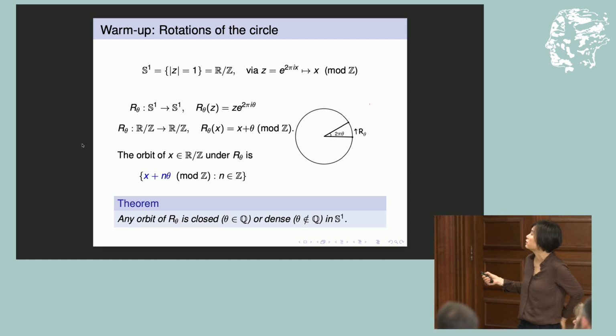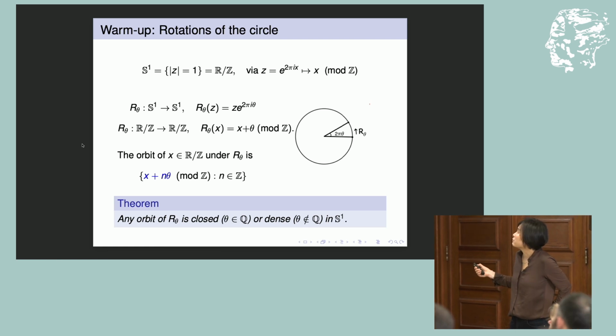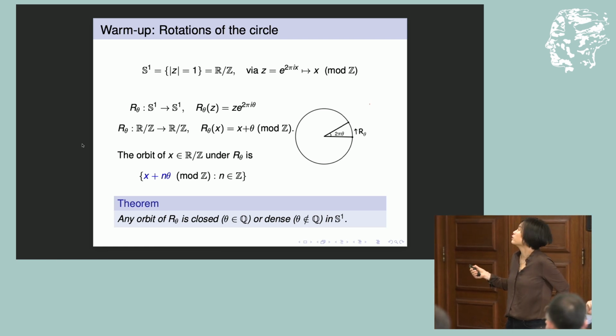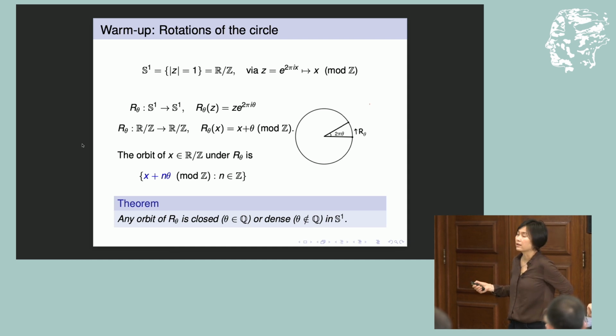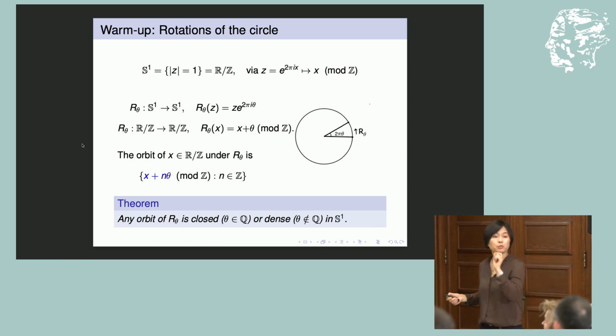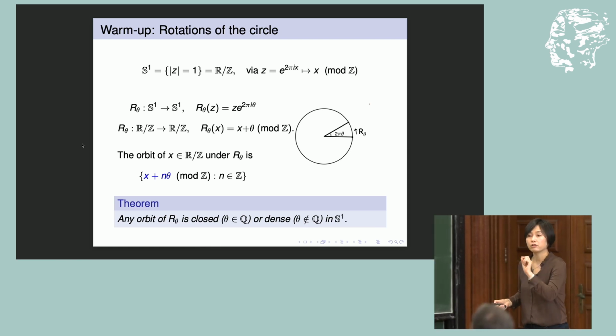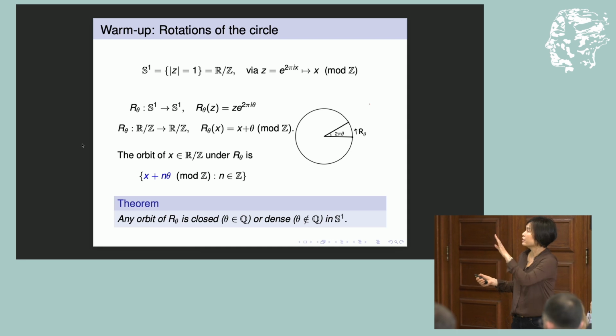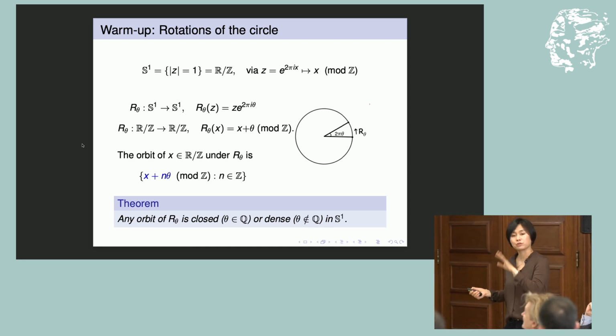For n in the integers. So it's clear that if theta is a rational number, then you will come back to the same point. In that case, the orbit of r theta will be closed, finite, periodic. And if theta is irrational, then the orbit will be dense. You never come back to the same place.